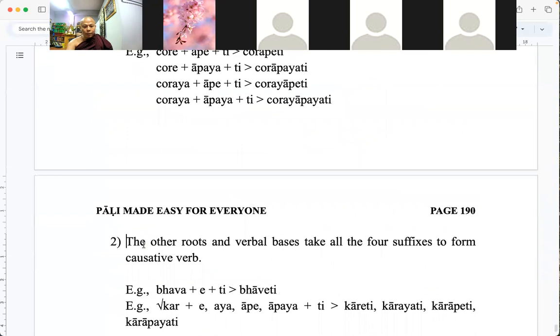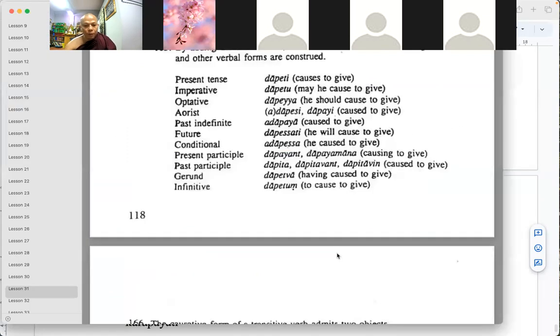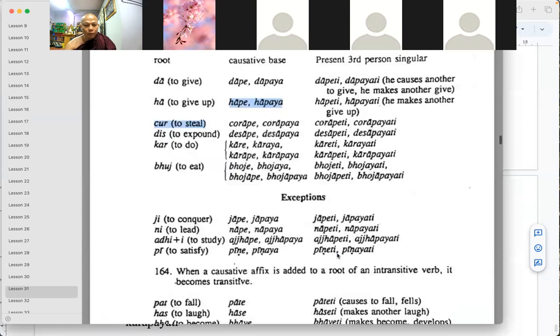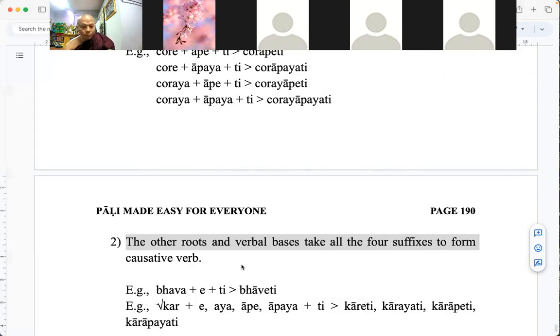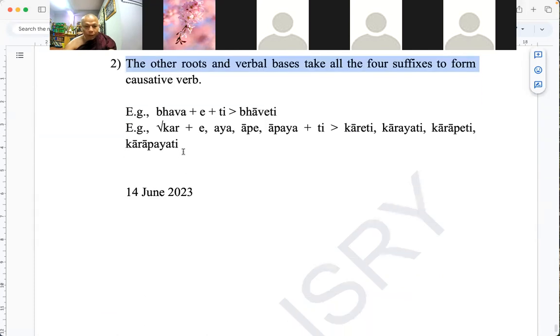And then the other roots, roots and vowel bases. For that information, here is an example you see: root dis. Actually dis is in the seventh group. But root kar, so karo. Now, another example.